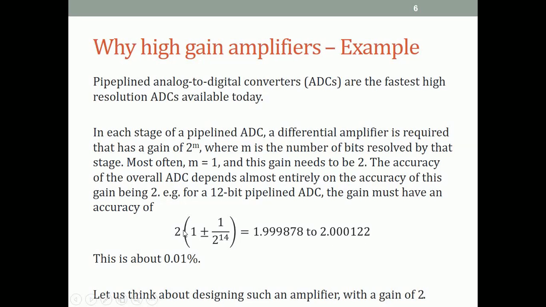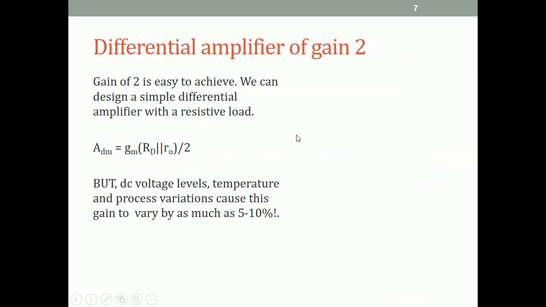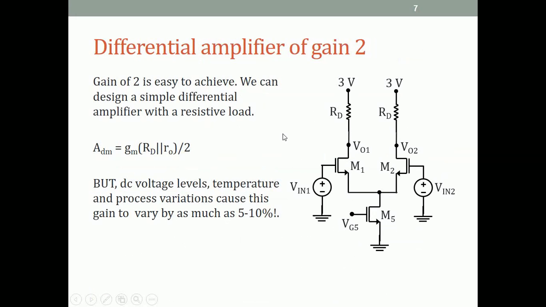Now let's think about designing such an amplifier. This whole semester we've been designing amplifiers. So now we want to design an amplifier with a gain of 2, but whose gain does not vary by more than 0.01%. Of course this is a differential amplifier, with 2 inputs. So let us think about the simple differential amplifier with a resistive load. The gain is only 2. So we know that we can get a gain of 2 easily with the simplest possible circuit.